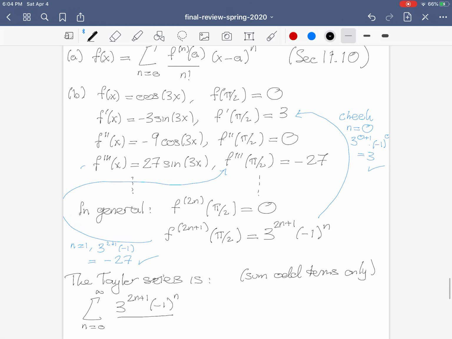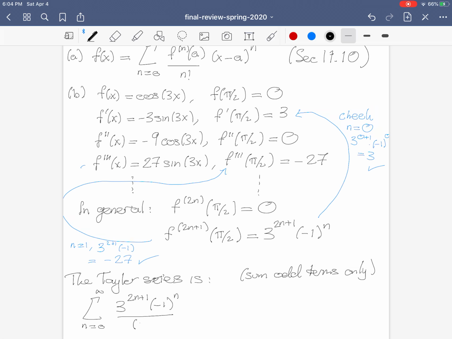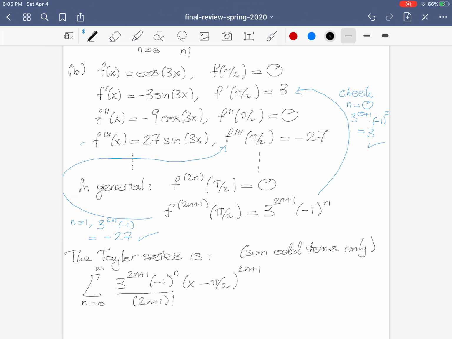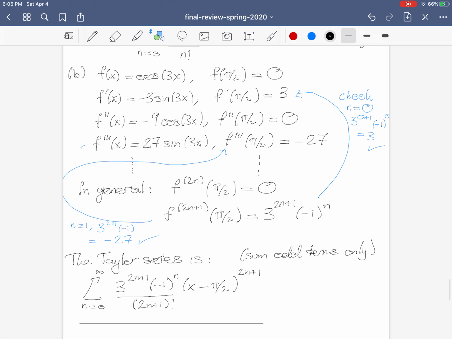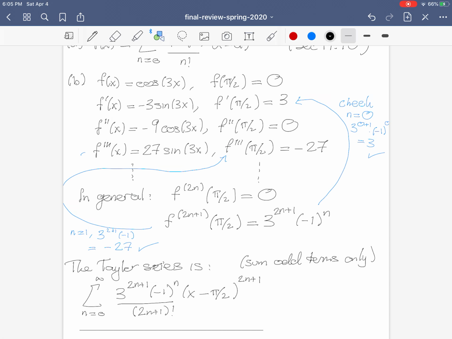Now, using my formula for my Taylor series, I have to divide by the appropriate factorial. So that's 2n plus 1 factorial, because I'm summing over the odd terms. And then I multiply by x minus a. So a is pi by 2 in this case. And because I'm considering the 2n plus 1th term, I have the 2n plus 1th power here. And that is my Taylor series.